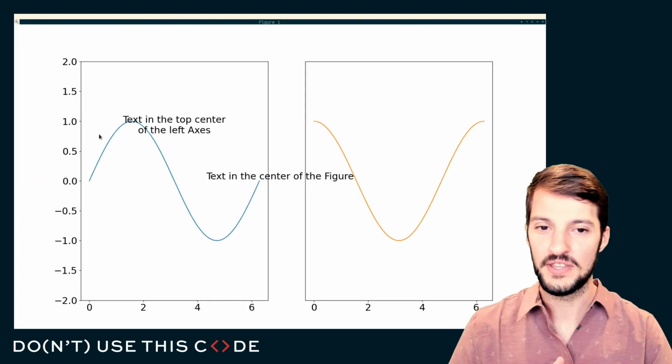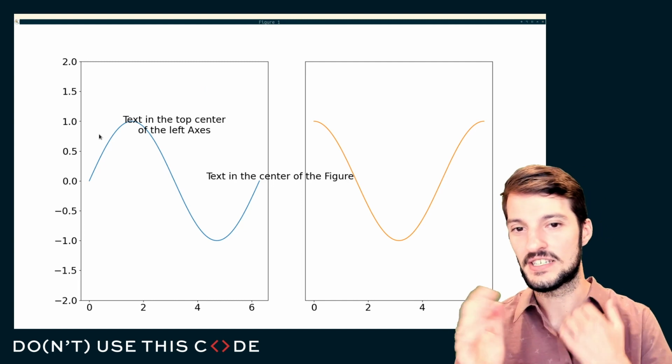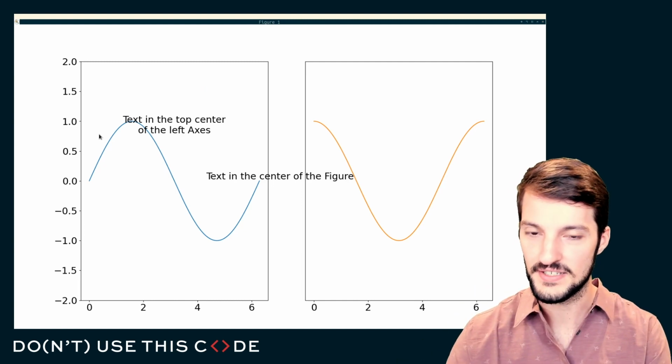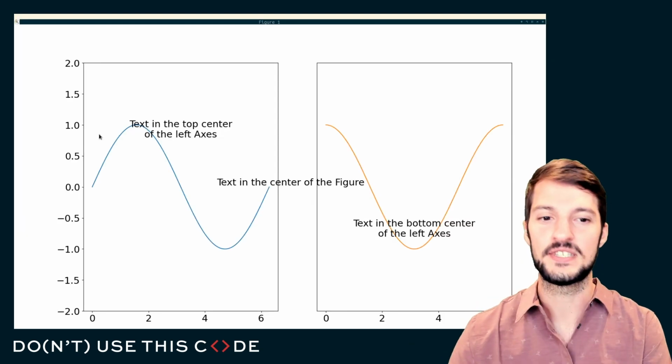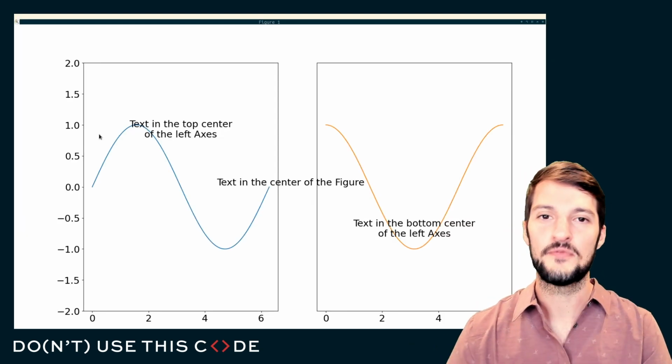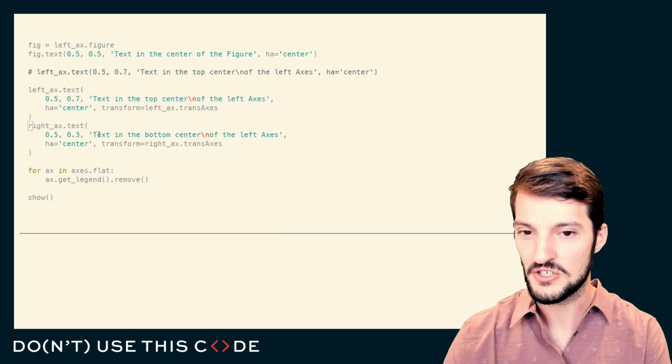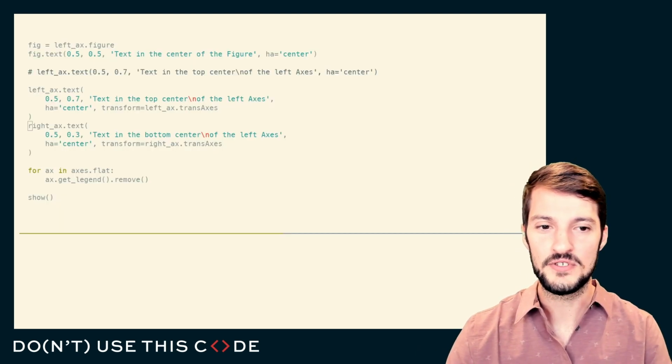And what happens here when I run this is we get text that's actually in the top center of my left axis. And I can do the same thing, right? Draw text on my right axis in the bottom center that you see here. This gives me very fine-grained control of where I put annotations. Now, where might this be useful?